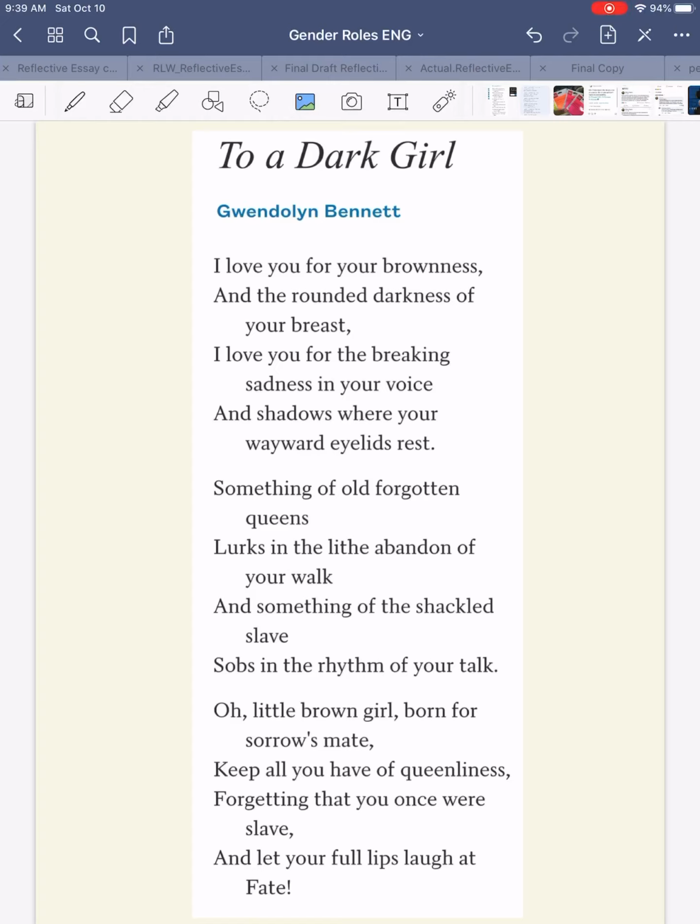Right, let's analyze To a Dark Girl by Gwendolyn Bennett. We'll begin our analysis by way of observation, just simply noting what is on the page. First thing, just counting the stanzas. We see here that we have 3 stanzas.